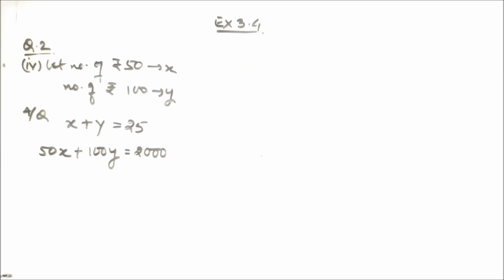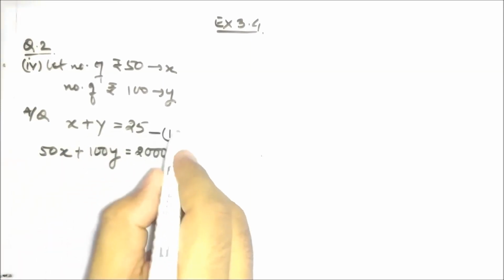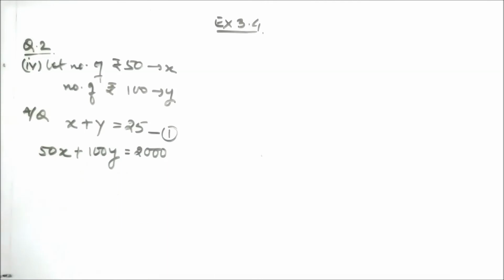Now what we'll do here, this second equation, name this equation number 1, and for this second equation we need to use the elimination method to solve this. So here this equation, we can divide this equation by 50. Each term is divided by 50.